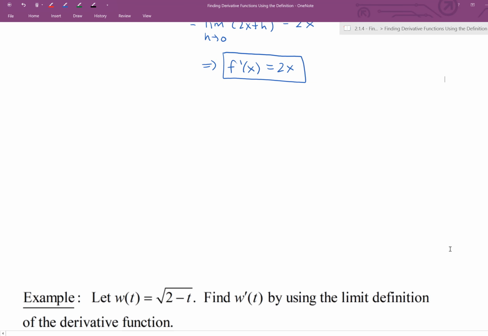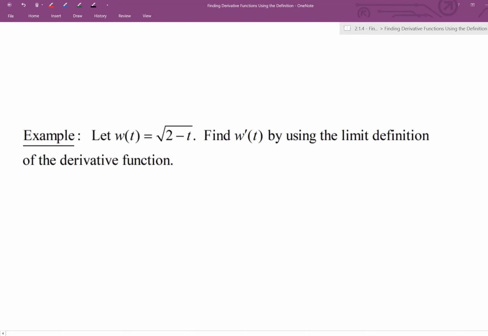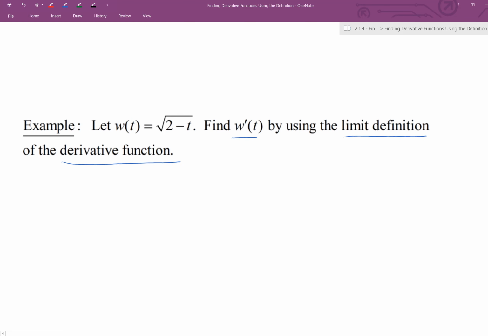So let's do that one more. All right, another function. Notice this function here, w of t is the square root of 2 minus t. Again, we're going to find the derivative function, w prime of t, using the limit definition of the derivative function, the same definition we just used. The only real difference here is that a lot of times by convention we use x as the input variable, but this function has an input variable t. So the only thing that changes is we use the same exact formula, but instead of x, we use t.